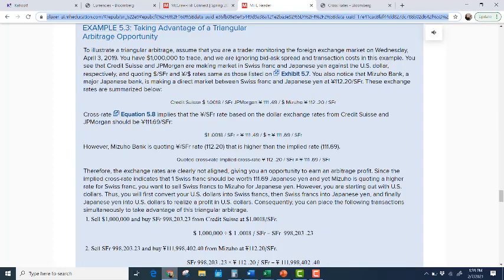So what does that mean? Well, that means Mizuho is paying you a little bit too much yen per Swiss franc. It's paying more than the other people are. So you can see the arbitrage opportunity. If you can go to JP Morgan and buy yen from them at 111 yen per Swiss franc, you can then go to Mizuho and sell those yen at 112 per Swiss franc. Well, in order to do that, though, you've got to convert your dollars to Swiss francs first. And you can do that at this price here, 1.0018 dollars per Swiss franc.